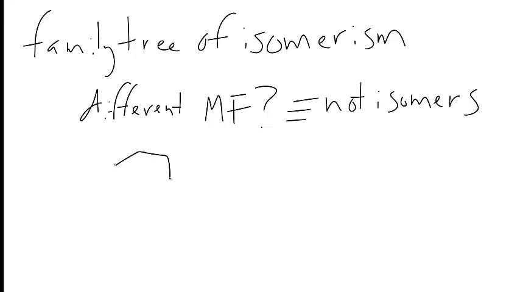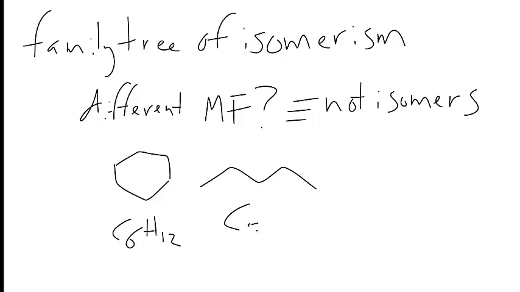An example would be a molecule of cyclohexane and a molecule of pentane. You notice that we have a molecular formula over here of C6H12, and over here we have C5H12. The different number of carbons automatically makes it so that we have a completely different set of molecules here, and these are basically not isomers.